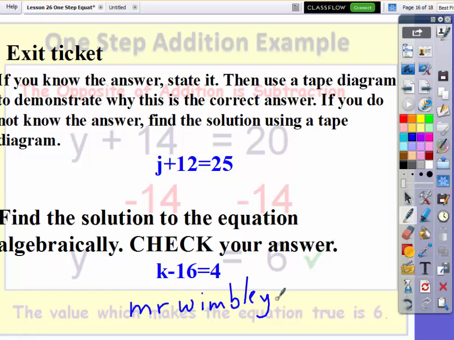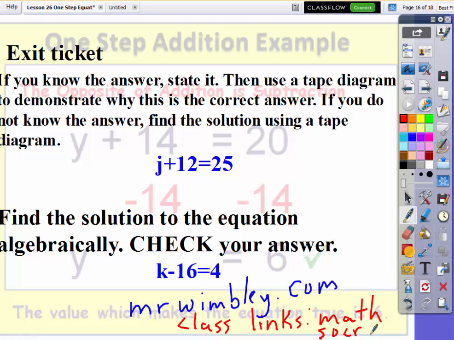Click on our class links portion. And then you'll head to the math section for Socrative. So you're looking for that Socrative portion that says math, and that will give you your room number, the hyperlink, and the password.